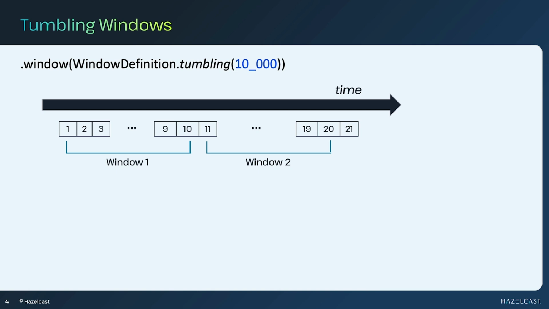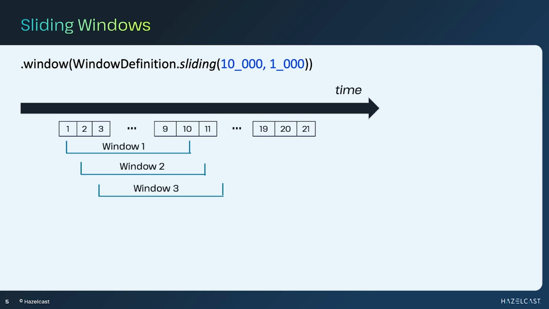Tumbling windows are great if you're doing something like aggregating sales per hour, where the time frames are disjoint. You might want to know sales in the noon hour versus the 1 p.m. hour, but you probably don't need to know sales between 12:07 and 1:07. But this doesn't match the definition of how moving averages should be calculated, so this isn't going to be a fit for our current use case.